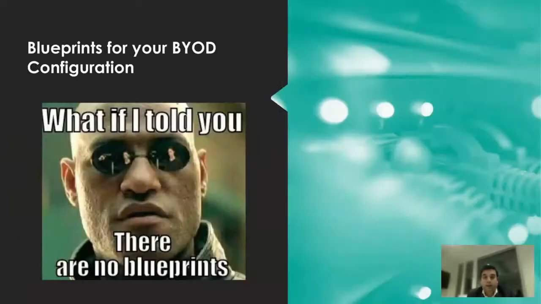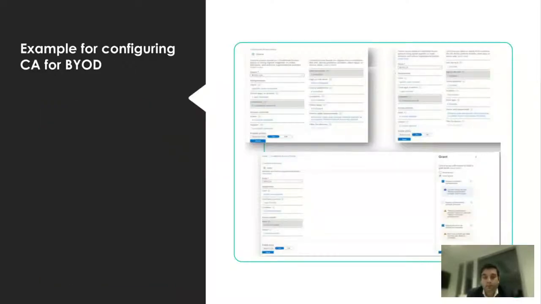So when I wrote the blog, people asked me what the best ways are. Actually, there are no blueprints. There is no single rule for configuring your BYOD. It totally depends upon you. These are a few snippets of how your conditional access should look. Again, it totally depends on how you are configuring.